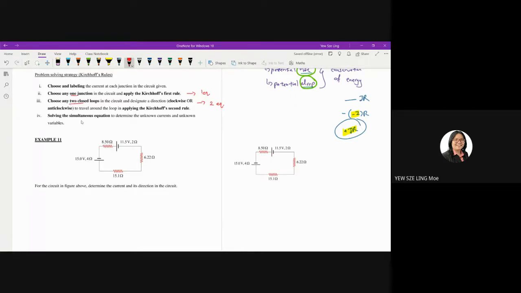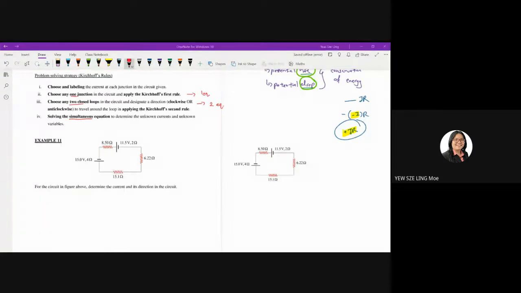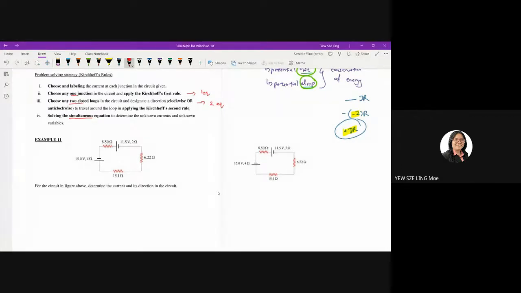And then solve the simultaneous equations. This simultaneous equation is the part where we're going to learn how to use the calculator, if the question asks you to determine three different currents, three different I. If not that type of question, then you have to do it manually. But if the question asks you to determine I1, I2, and I3, you can solve it straight away using the calculator. It will save a lot of trouble, right?